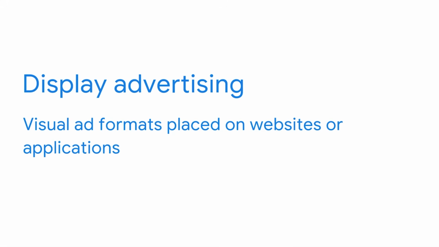We already discussed SEM and getting ads placed in Google search. Another popular online advertising option is placing ads on other online properties, such as a website or app, that are not search engines. For example, if you sold children's furniture, you may want to get an ad for your products on a website about furniture trends. The marketing term for this type of ad placement is display advertising. Think of display advertising as visual ad formats placed on websites or applications.